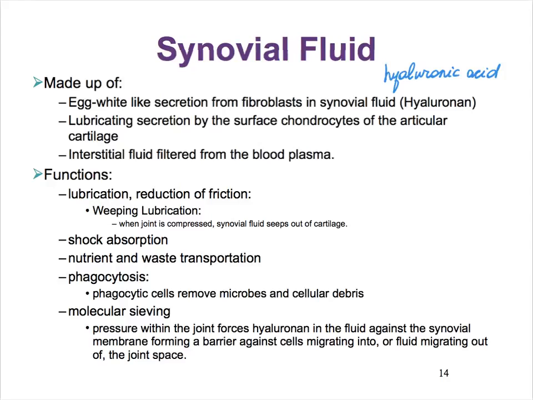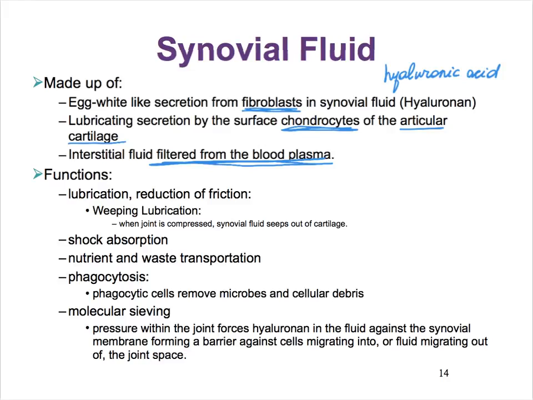And this is a secretion from the fibroblasts. This is mixed with a secretion produced by the chondrocytes, that's the cartilage cells, from the articular cartilage. And then in addition to that, most of the fluid is really just filtered blood plasma. So all of these three things form our synovial fluid.